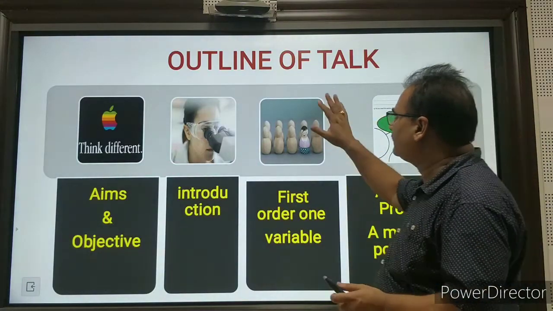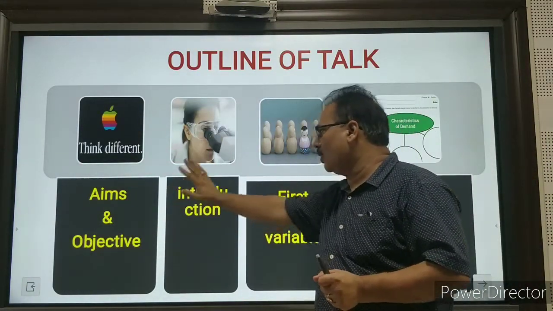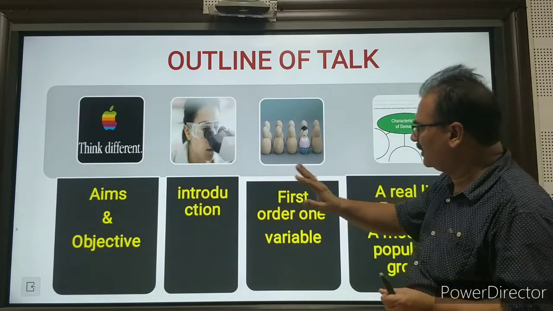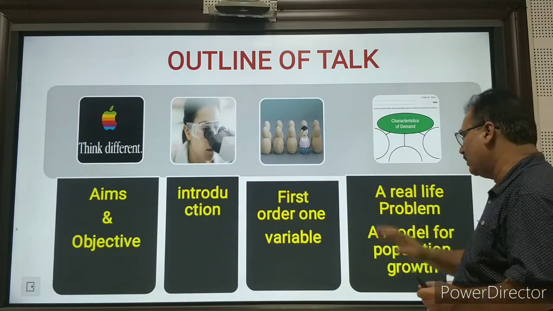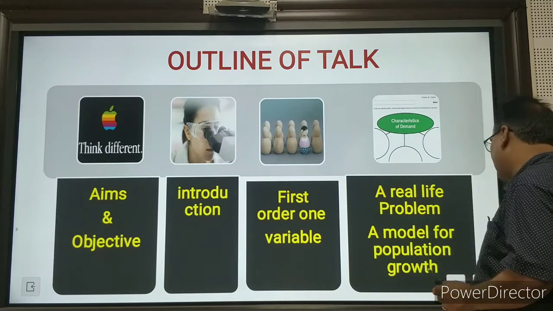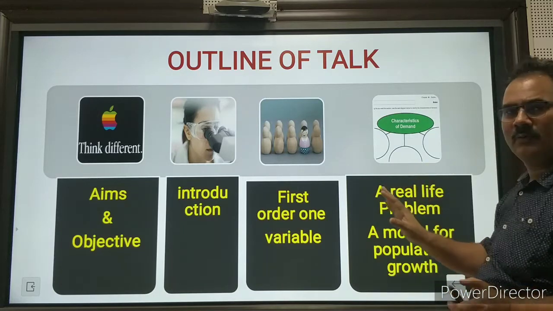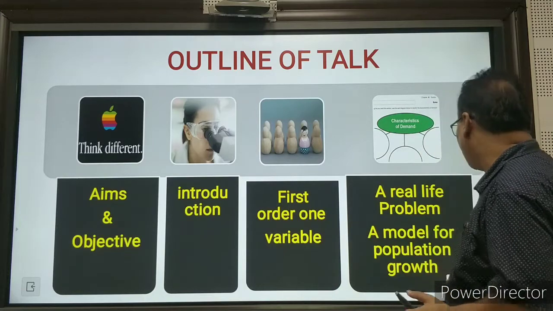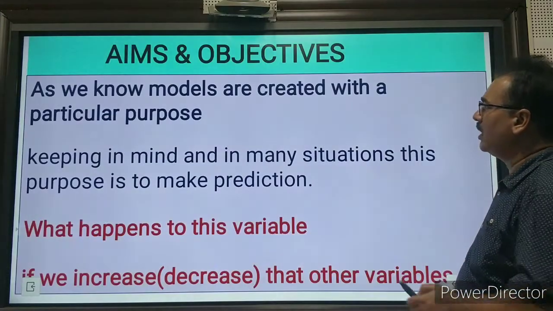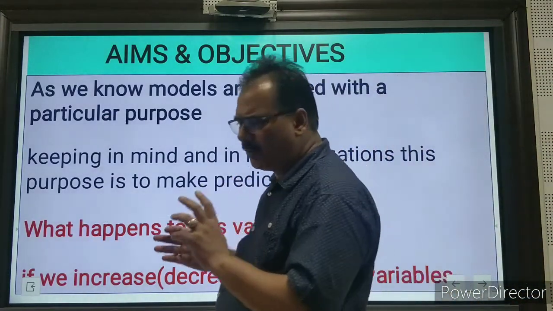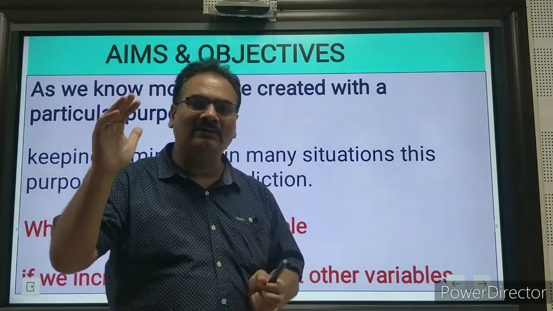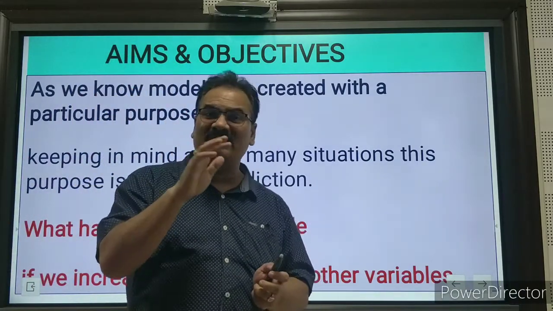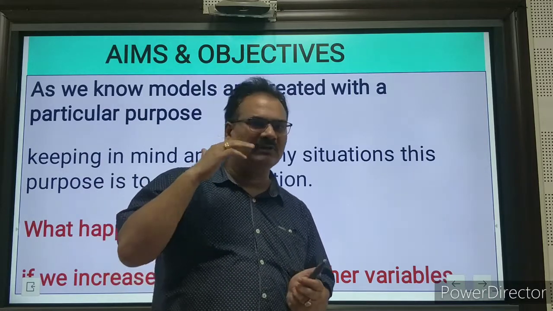So now this will be the outline of the talk. First of all, I will discuss the aims and objectives, the introduction, first order and one variable differential equation, and a real life problem. In that real life problem, I will discuss a model for population growth. One of the basic problems of every country is population growth, and I will tell you the basic mathematical modeling of population growth.